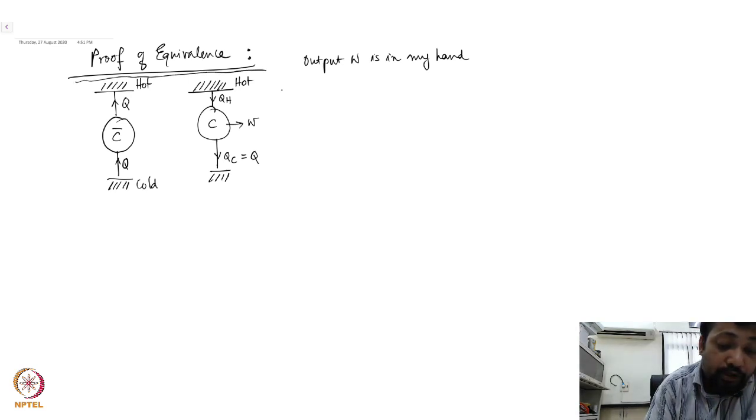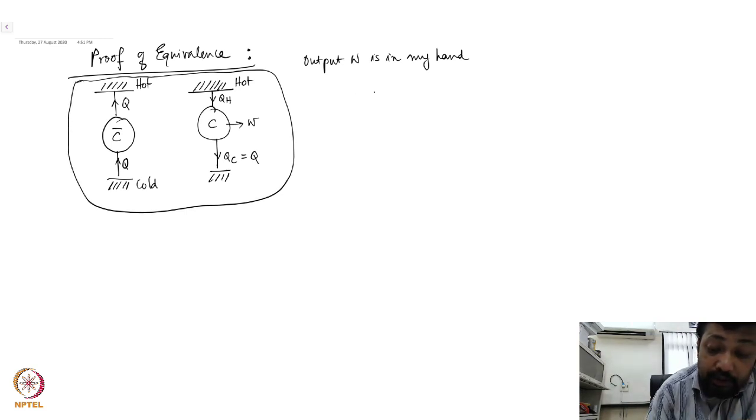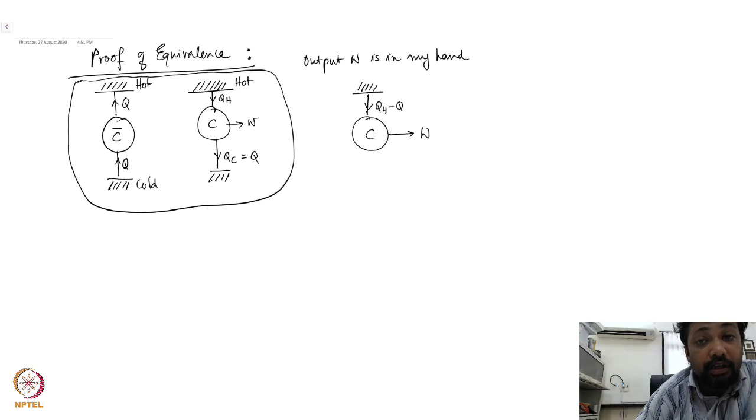Therefore, if you look at this whole machine together, what do you get? If you look at it carefully, you will get an amount of heat QH minus Q, which is drawn from the hot reservoir, and an amount W which is converted to work. So this machine clearly violates Kelvin statement.